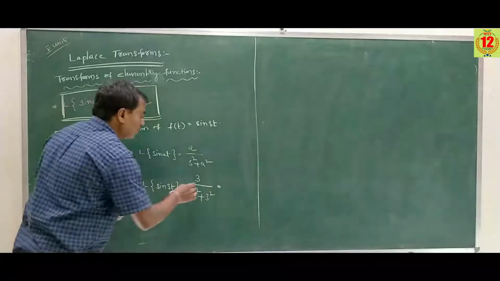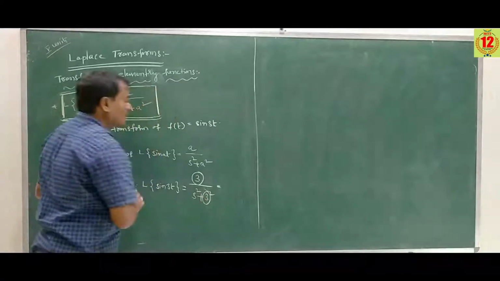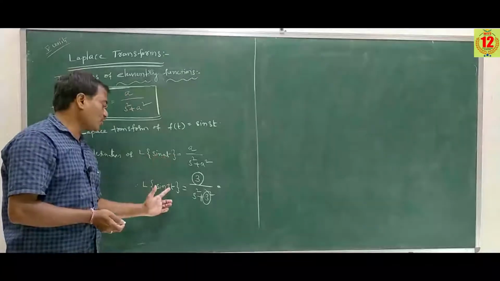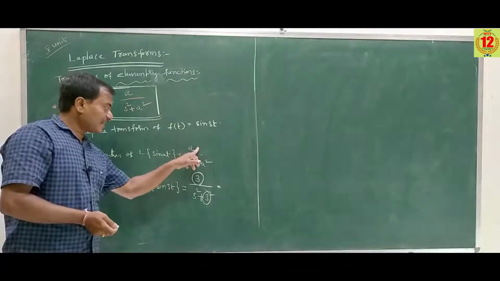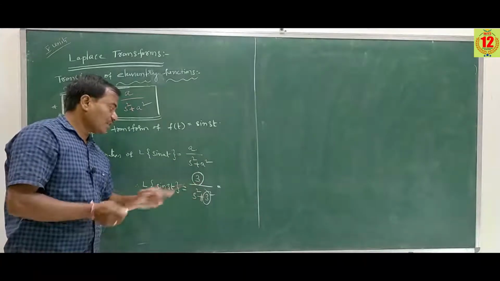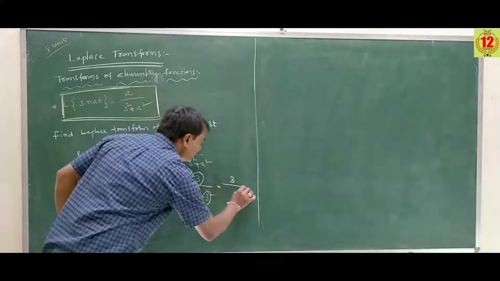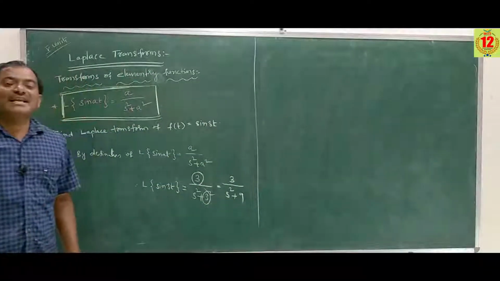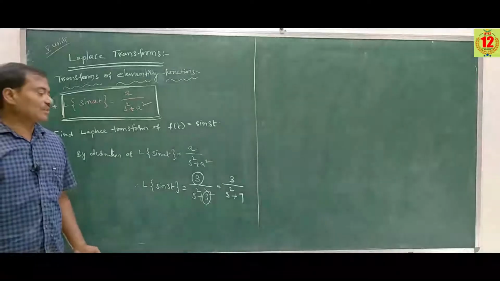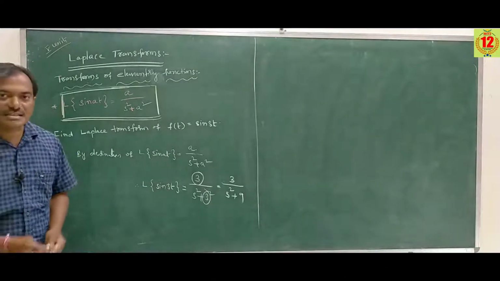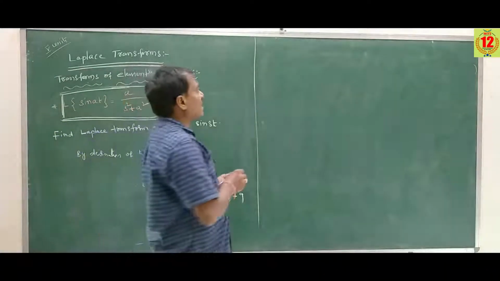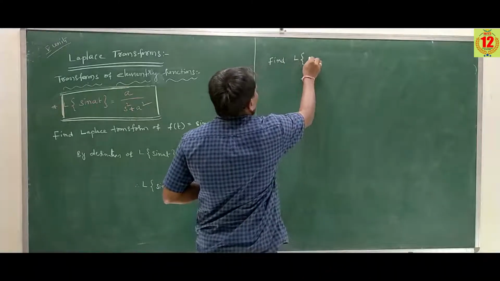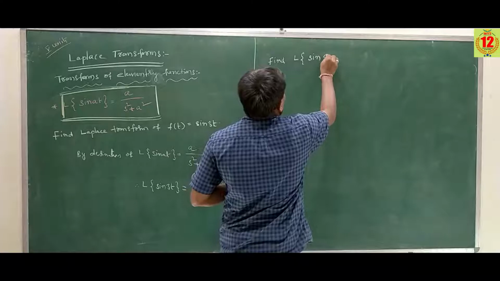In the right hand side, first we identify the value of a, where a equal to 3. In the right hand side, a is replaced by 3. So this is equal to 3 by s square plus 3 square, which is 9. So the Laplace transform of sin 3t equal to 3 by s square plus 9. Similarly, we will see one more example. Find the Laplace transform of sin 9t.